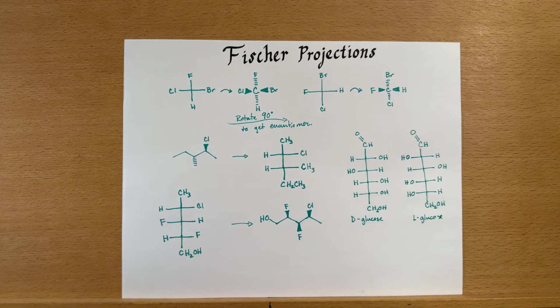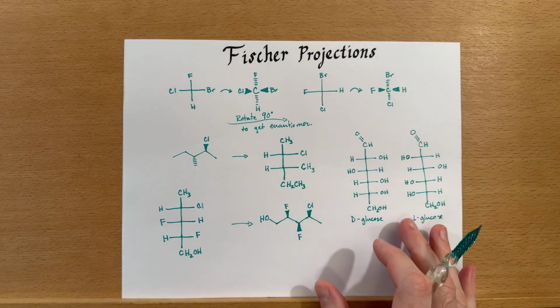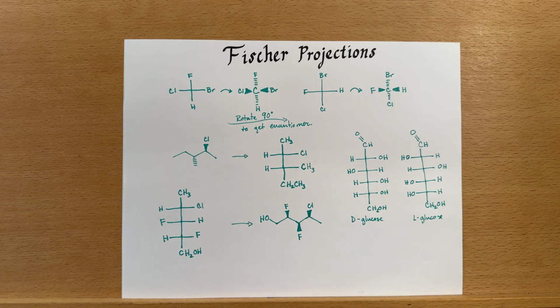So the place that you will see these the most is in biochemistry when you're looking at sugars. Mostly because, again, it was developed to make drawing sugars and keeping track of all the isomers of them a little easier. And so this is where that really shows up. But you can use it for other molecules.